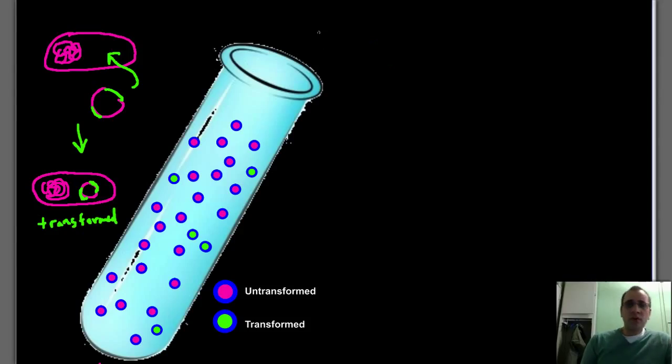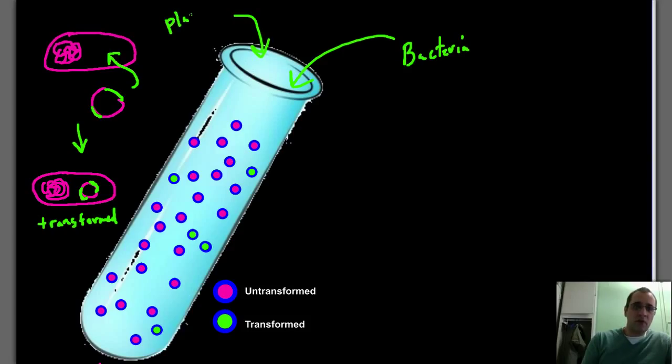Okay, so what we did in our lab was we added bacteria and we added plasmid DNA. We mixed those together, and we expected some bacteria to become transformed. And it's actually a pretty rare event. That's why I only show a few of these bacteria as being transformed. Most of them are untransformed.